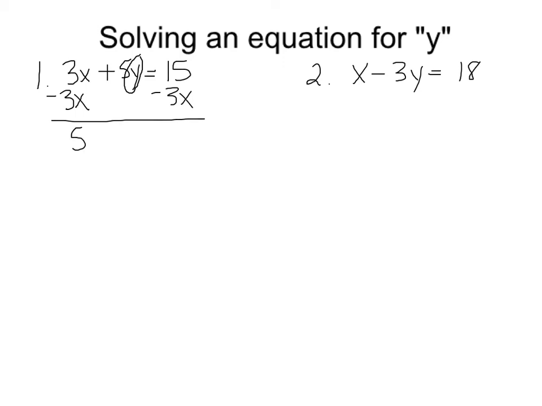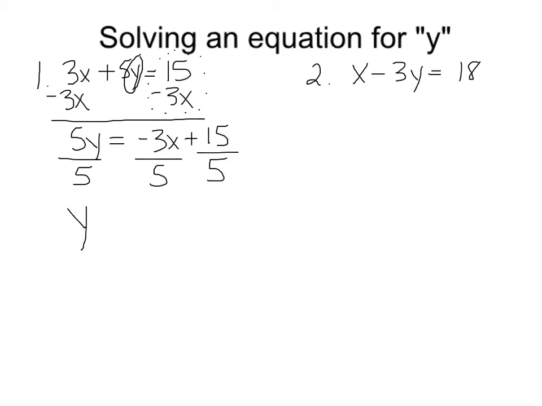Then I will have 5y equals, and a 15 and a negative 3x. These are not like terms, so I can't combine them together. I'm just going to write them next to each other. Negative 3x plus 15. Now I need to get rid of that 5, so I need to divide everything by 5. And when I do that, I have y equals negative 3/5 x, and then 15 divided by 5 is 3.